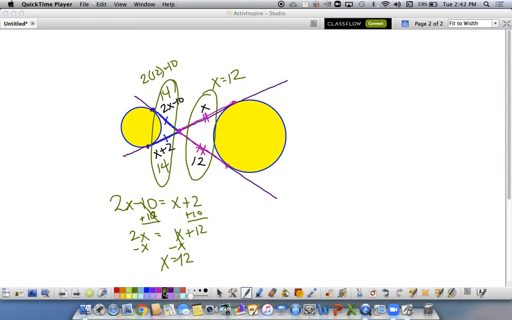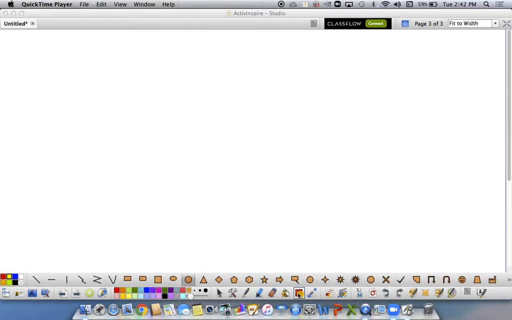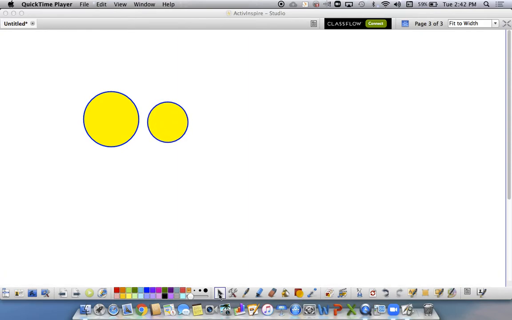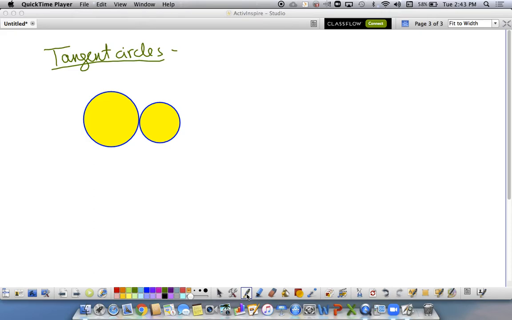We've talked about tangent lines a lot. What about tangent circles? What does it mean to have a tangent circle? It is two circles that touch at one point. Okay? Tangent circles are coplanar circles that intersect at exactly one point. I'm still on draw. Tangent circles. Okay? Coplanar circles means they have to be on the same plane.